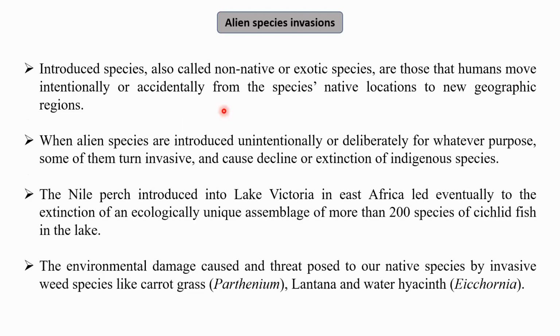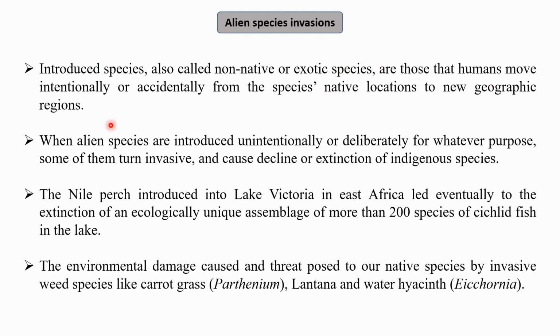The next is alien species introduction. So introduced species are also called non-native or exotic species, and these are those that humans move intentionally or accidentally from their native locations to new geographic regions. So this might or might not be the activity of humans, as humans might intentionally or accidentally lead to the changes in the habitat of some other species.